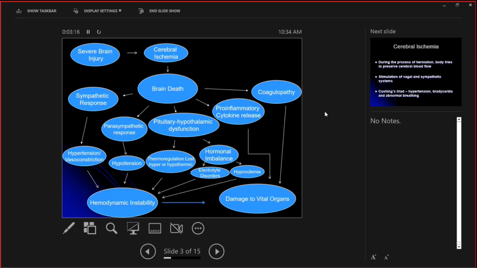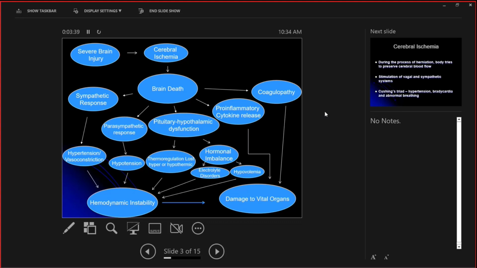So when you have a sympathetic response, you end up getting hypertensive and vasoconstrictive. When you have the parasympathetic response, you get hypotensive. When you get the pituitary hypothalamic dysfunction, you get loss of thermal regulation. You can either get hypothermic or hyperthermic. You can also get hormonal imbalance where you have electrolyte disorders and water problems.